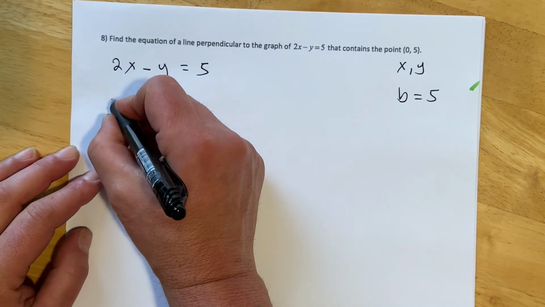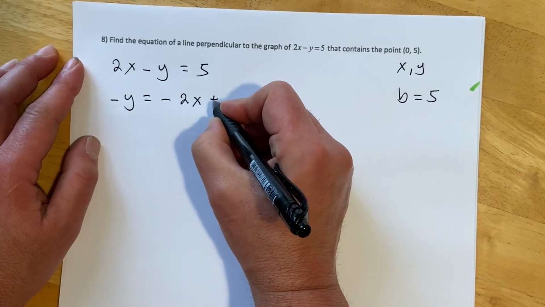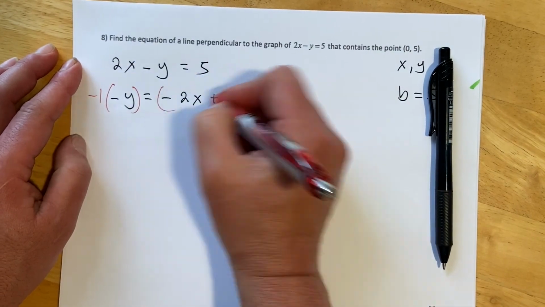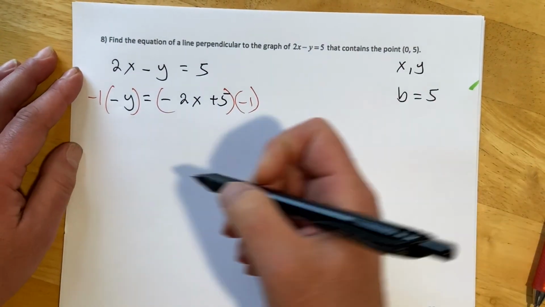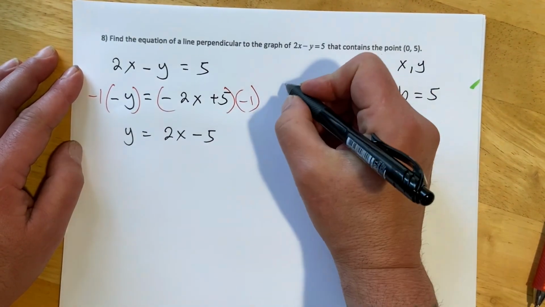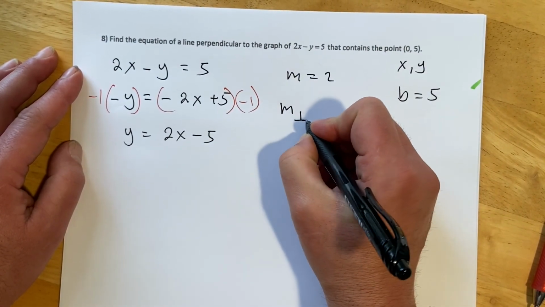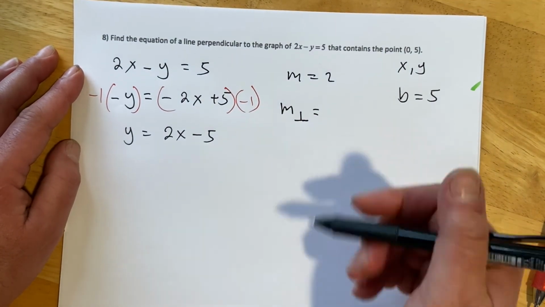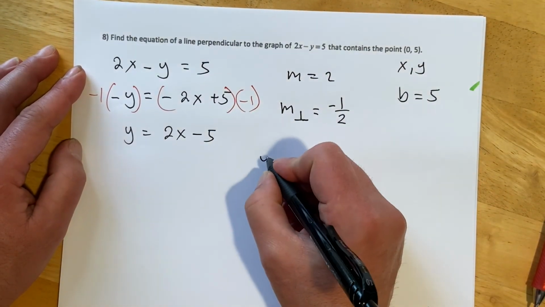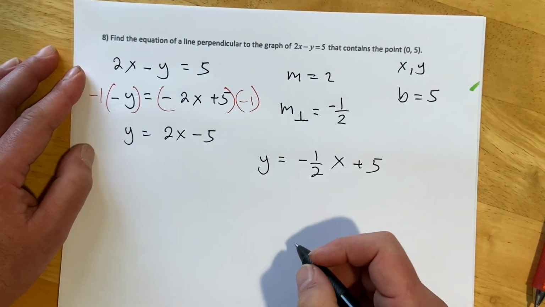So I'm going to bring my 2x over, leaving me negative y, careful not to lose that sign, equals negative 2x plus 5. And then I don't really want negative y, so we multiply everything by negative 1. And that gets me y equals 2x and then minus 5. So my slope here is 2. My slope perpendicular, that little upside down T is the sign for perpendicular, would be negative 1/2. So, pretty cool. Now I just have y equals negative 1/2 x plus 5, because remember that's my y-intercept.